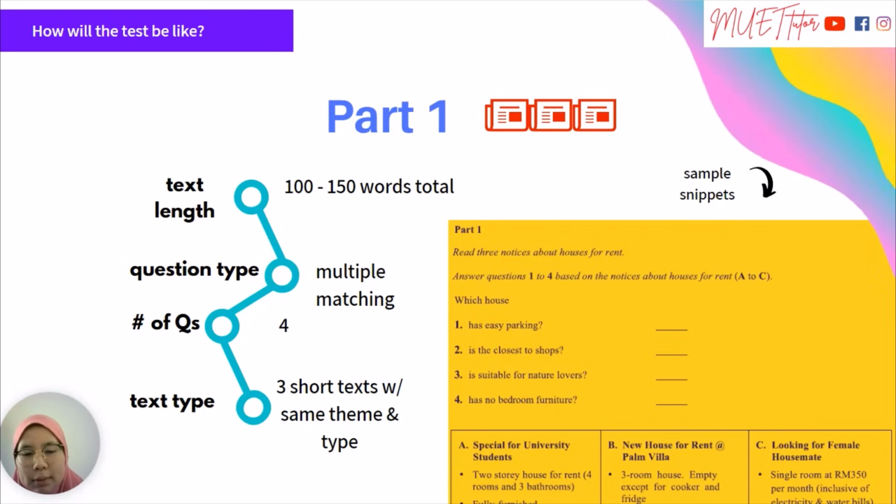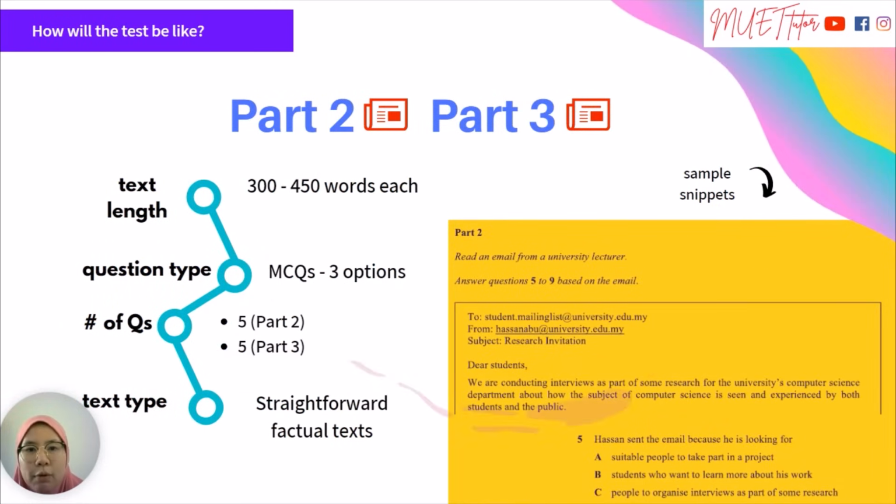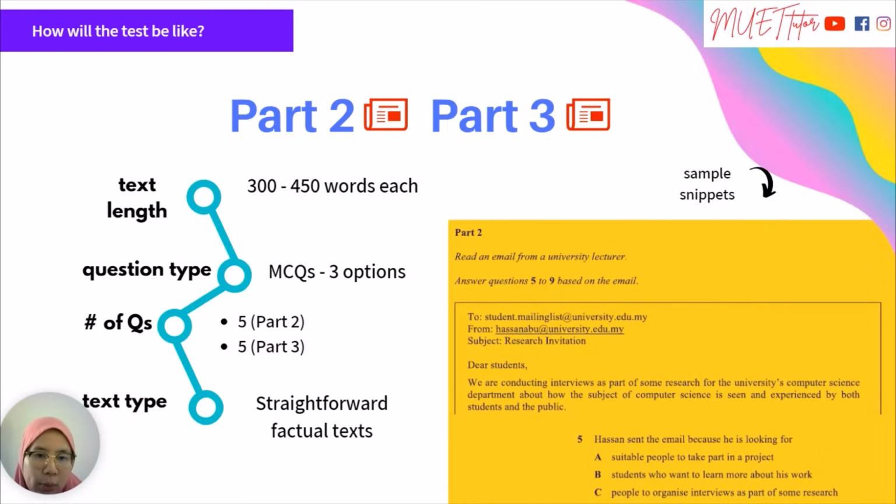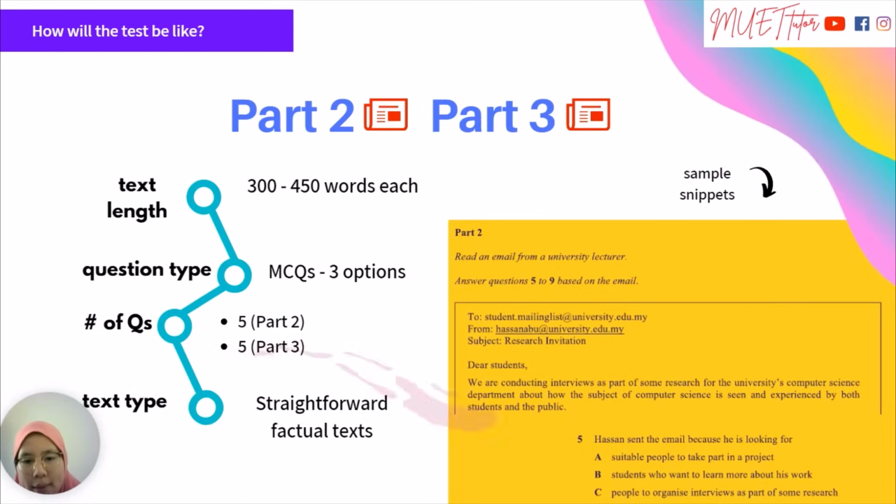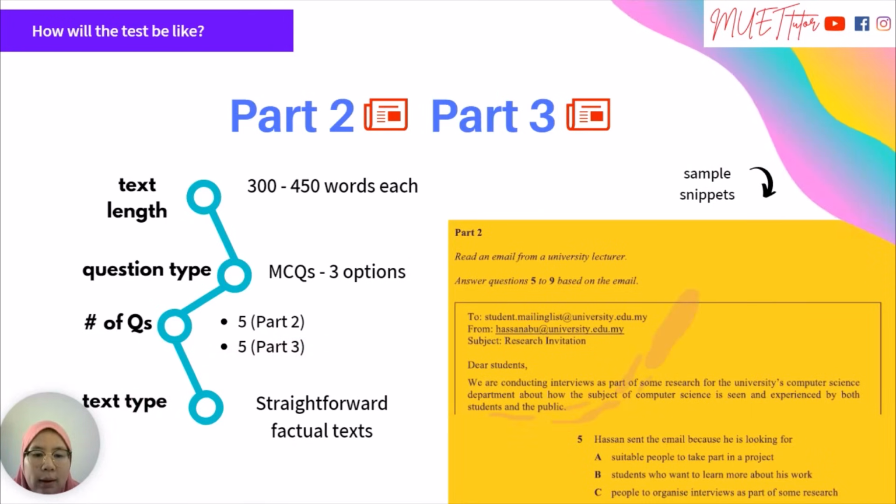menus, or timetables. For each part 2 and part 3, there will be 1 text followed by 5 multiple choice questions. The length of each text will be about 300 to 450 words. The type of texts used in these parts are straightforward factual texts, such as short stories, light magazine or newspaper articles, blogs, biographies, emails, informal letters, and formal letters.